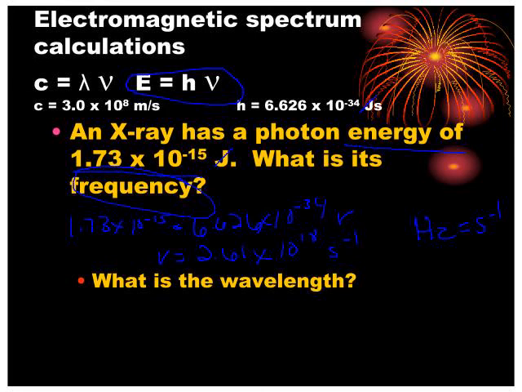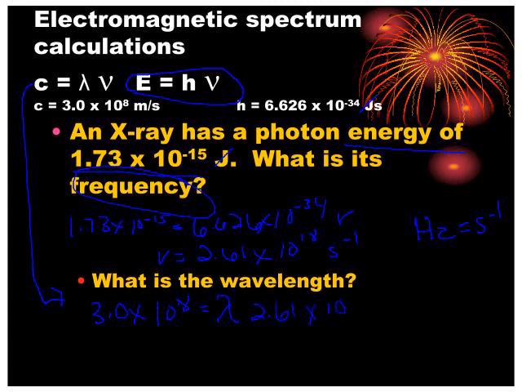And from that, we can use our C equals equation to solve for the wavelength, because we know that C is always 3 times 10 to the 8th meters per second. So I can find my wavelength because I know my frequency is 2.61 times 10 to the 18th. And so when I solve that algebraically, I find that it is 1.15 times 10 to the negative 10 meters.